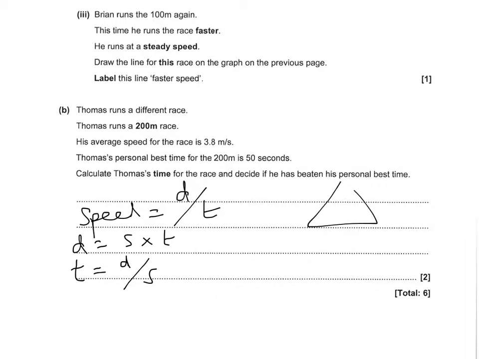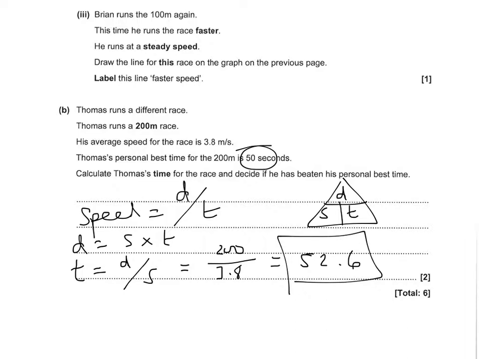If you want, you can make a triangle for it. So speed equals distance over time, and then you can work out what you need to do. So distance divided by speed, so that equals 200 for the distance divided by 3.8 for the speed, and that equals 52.6, which means he hasn't beaten his PB because his PB is 50. So 1 mark for working out the time, 1 mark for saying that he hasn't beaten his personal best.